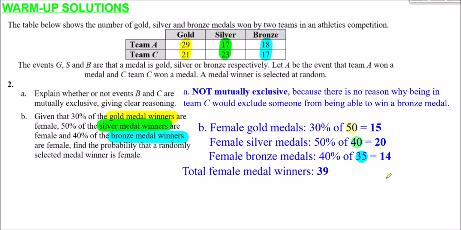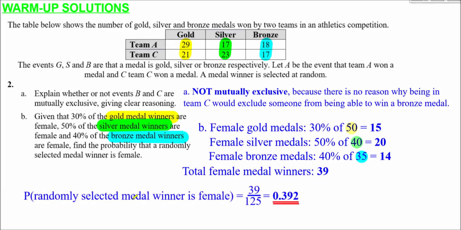Then of course, if we remember that there were 125 people in total, this gives us our final answer. That overall, if somebody is selected at random, then the chance of that medal winner being female is 39 female medal winners out of a total of 125, and 39 over 125, if you wanted to, could be given as a decimal. If so, the answer would be 0.312. So either 39 out of 125 or 0.312.